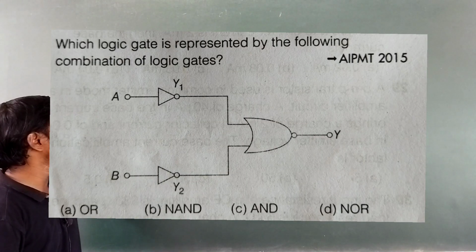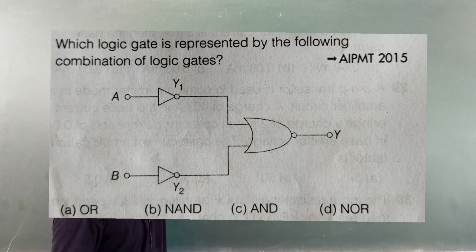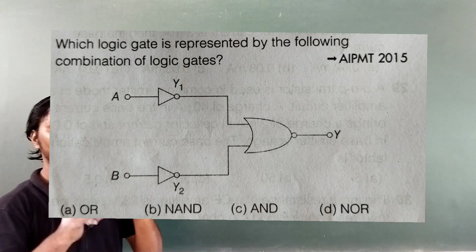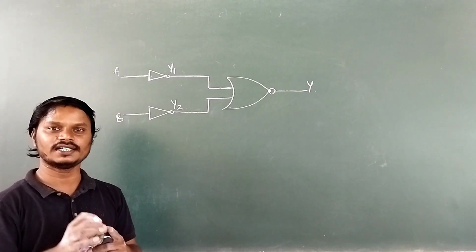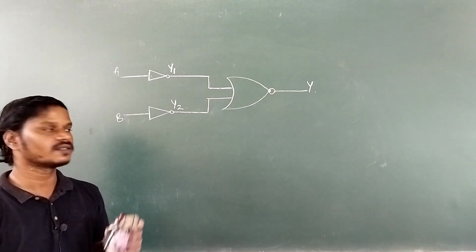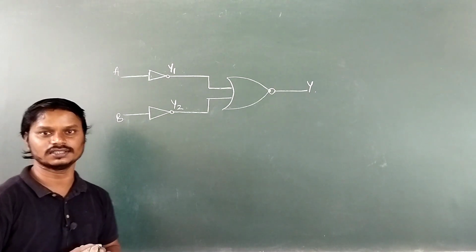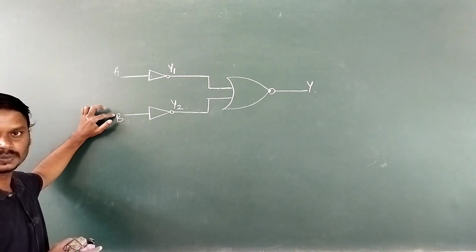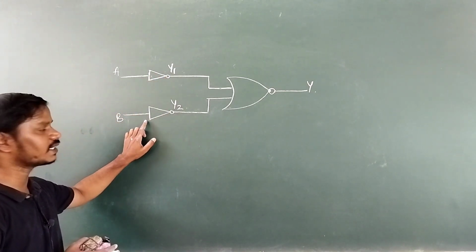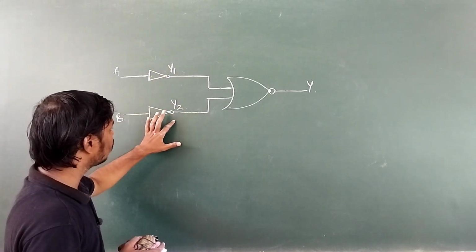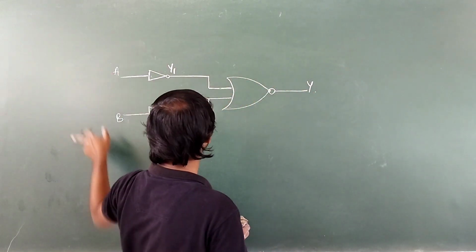Now see here, a combination of logic gates is given. By taking the output of this combination of logic gates, we can identify which type of gate this combination gives, whether it is an OR gate, NAND gate, AND gate or NOR gate. So we have to find the output of this combination. How to find it? See here, A and B are the inputs. Y1 is the output of the first NOT gate, Y2 is the output of the second NOT gate, and Y1 and Y2 are the inputs for the NOR gate. Then finally we will get the output of this combination.